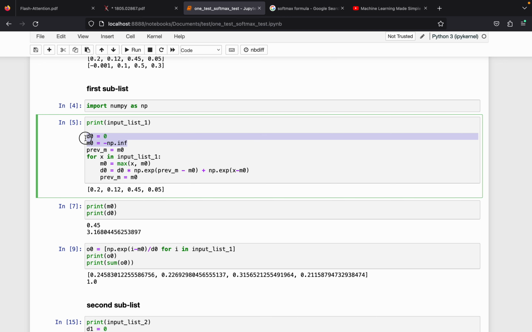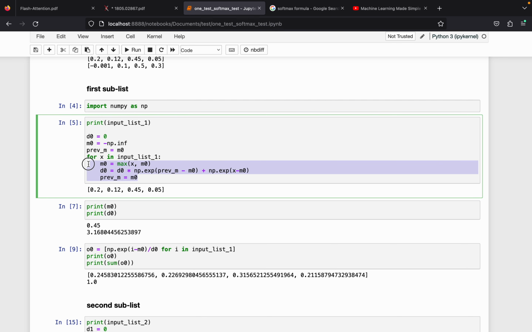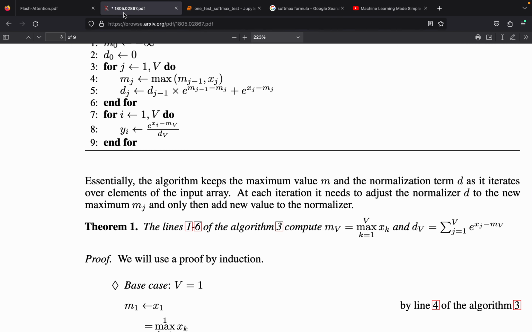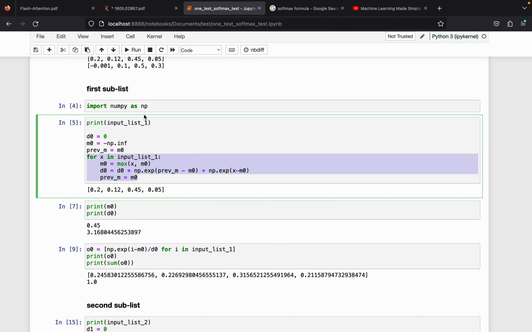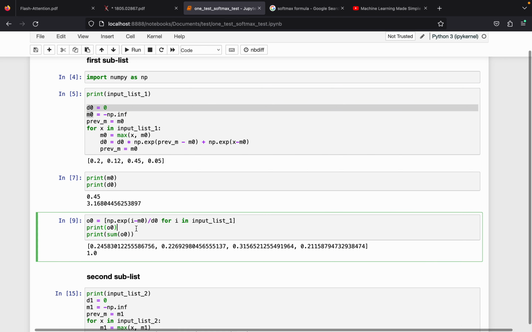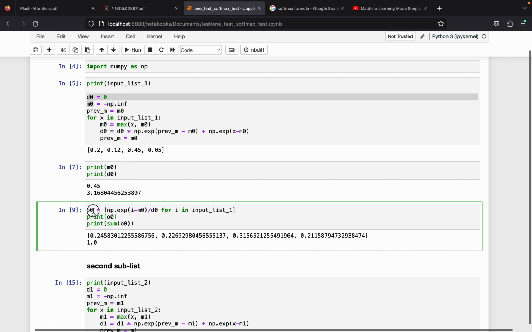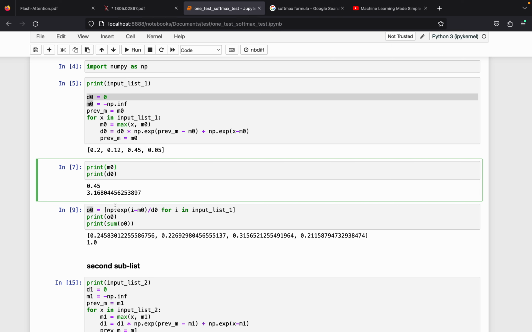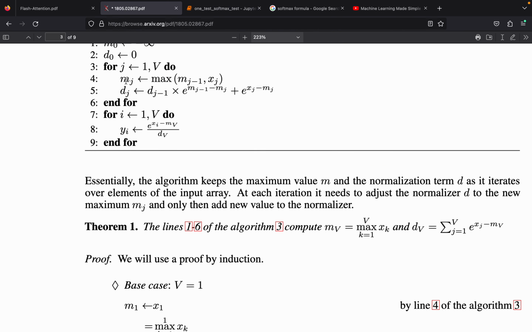In the first sublist, as I was showing earlier, we are going to calculate M0 and D0. M means the maximum element, D0 is the denominator, right? Using the same formula I have shown here, we will calculate D0 and M0, and then I am also calculating O0 here. Why O0? M0, D0 is fine, but we also need to apply whatever has been calculated, Mn, in the next for loop, right? That's where we can convert the input array to the softmax.